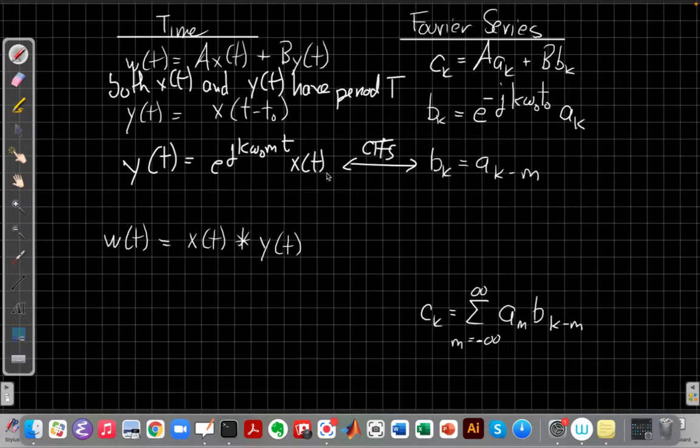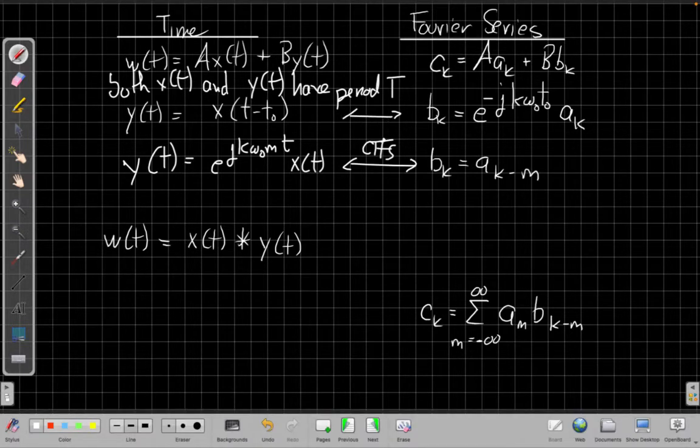So shifting in time causes multiplication with a complex exponential in the Fourier series, and vice versa, shifting the Fourier series multiplies by a complex exponential in time. Together, these two properties are sometimes called the shifting or modulation properties, because modulation is what we call shifting things in frequency. Maybe the original kind of modulation is shifting in frequency.